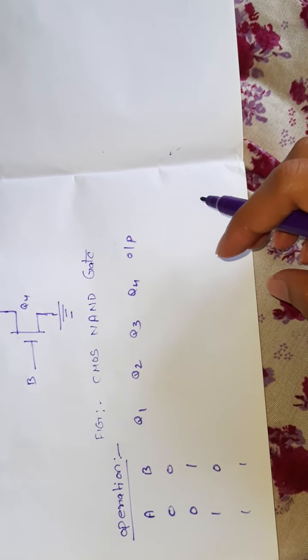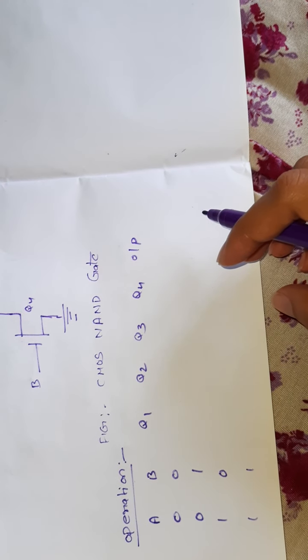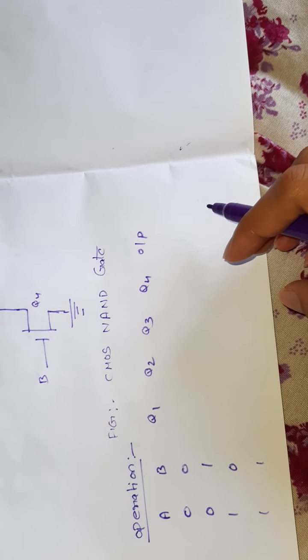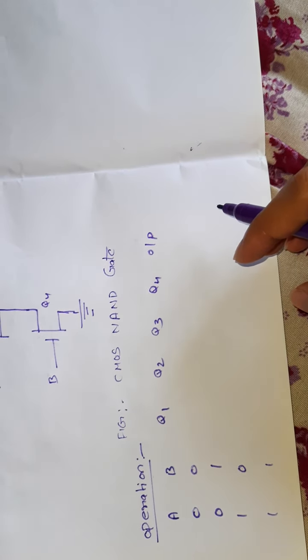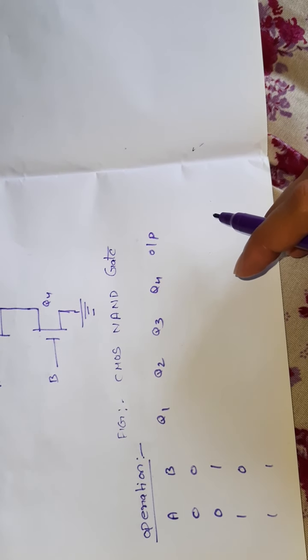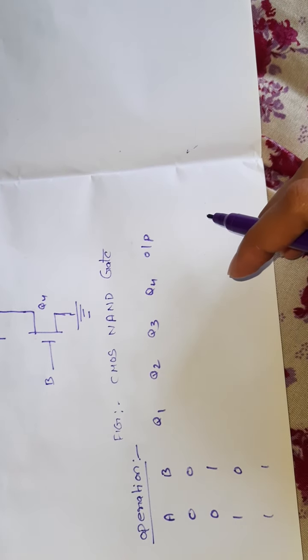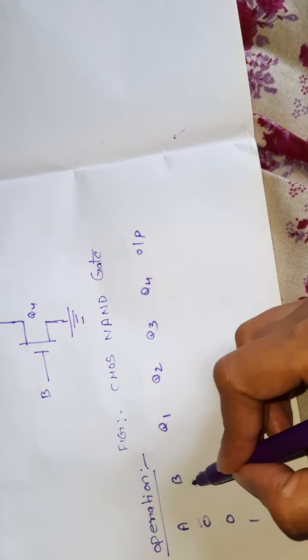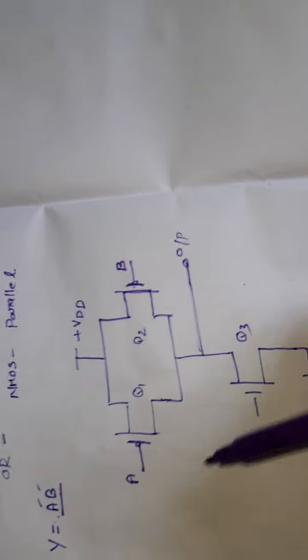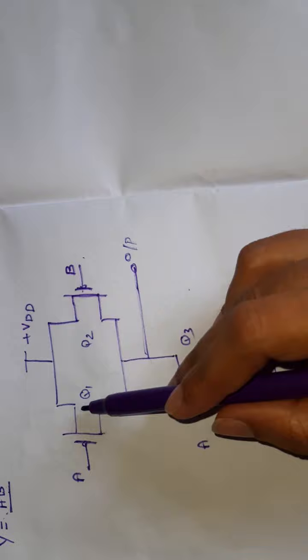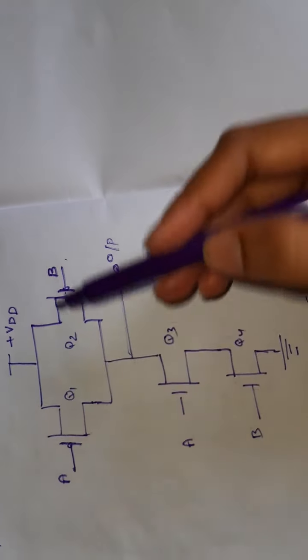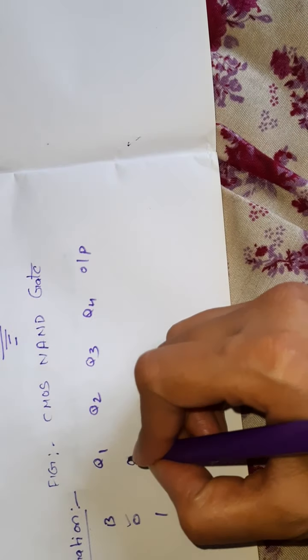So when we apply the input voltage 0 for the PMOS transistor, the transistor is on. For the NMOS transistor, it is off. When we apply the input voltage 1 at the PMOS transistor, the transistor is off and the NMOS transistor is on. So first, A is equal to 0, B is equal to 0. When we apply input A equal to B equal to 0 to the PMOS transistors, the transistors are on.